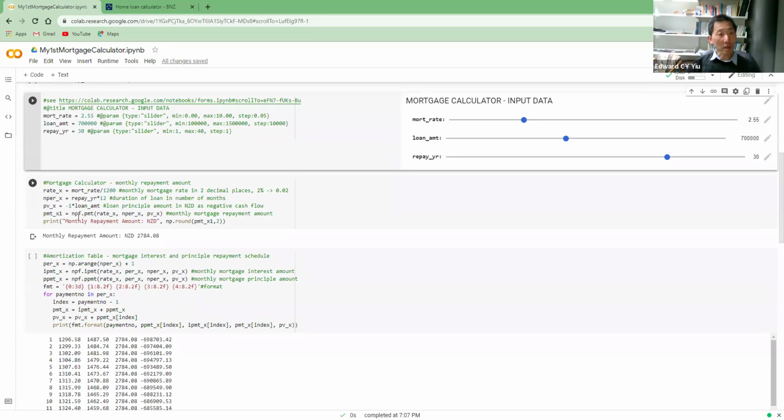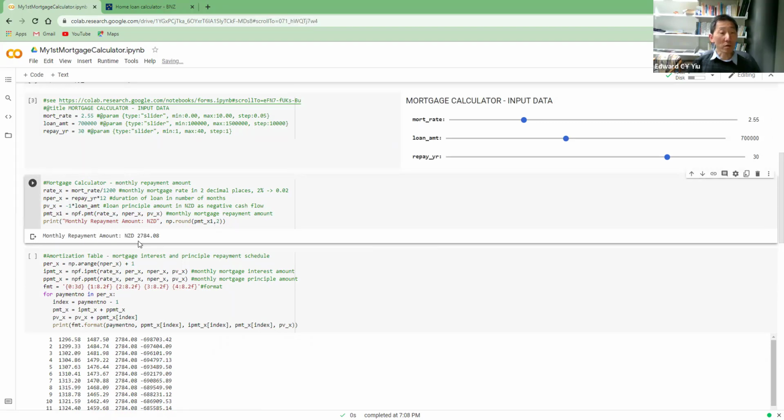So by means of the PMT function, npf.pmt, we input the monthly mortgage rate, the number of months to be repaid, and the present value of the mortgage loan amount in negative sign. Then, by means of this function, we can calculate the monthly repayment amount. We can round it to 2 decimal places. It shows that it's $2,784.